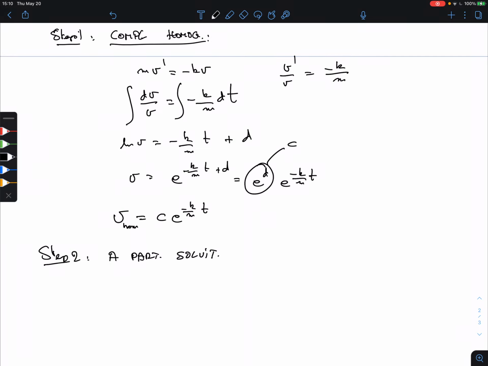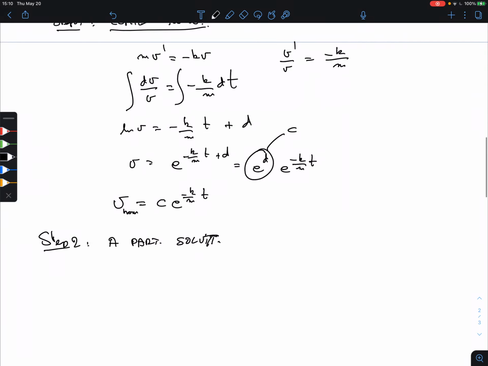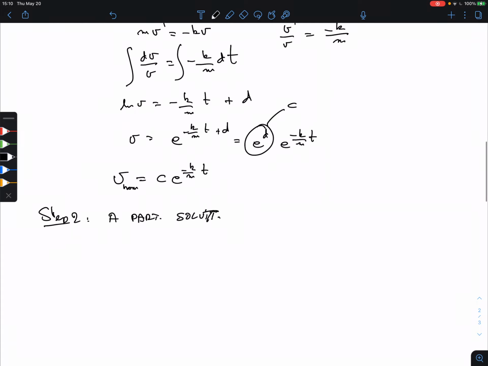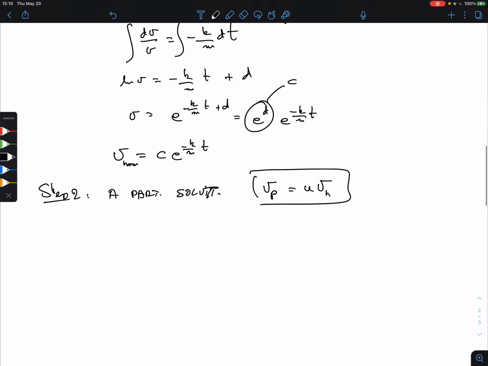but to the actual differential equation. This was to the complementary one, which is not the actual one. So remember, the formula: v particular is u times v h. In this case, dropping the p for particular, v is equal to u times this quantity here, because I can take c to be anything I want, and of course I'm going to take it equal to 1 in this case.